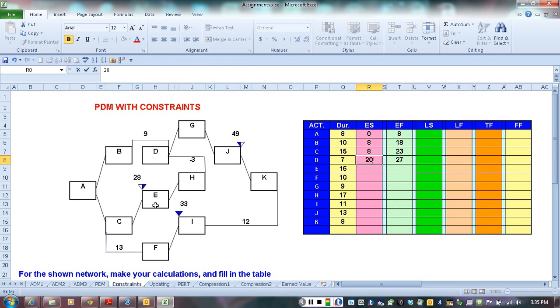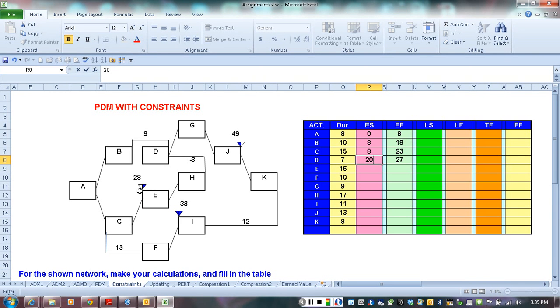Now going to activity E, from C we have no lag, no overlap, finish to start. So from C we have day 23. What should we put at the start of E? The constraint says start no later than day 28. So what should we put here, 23 or 28?